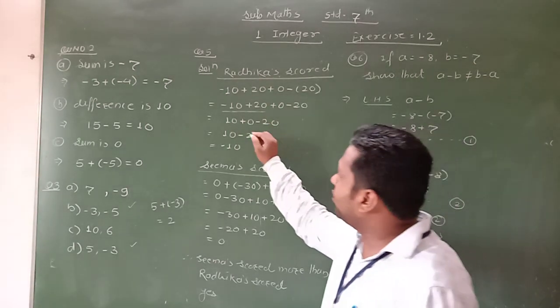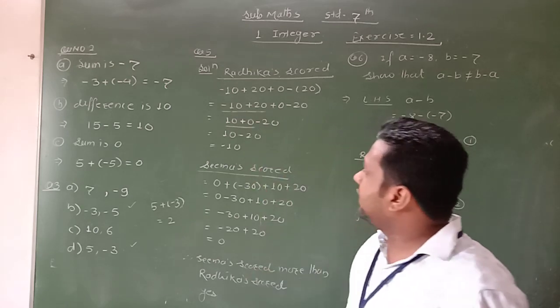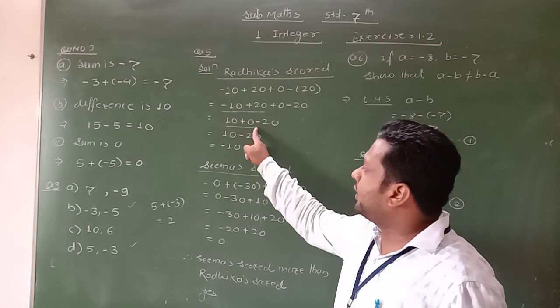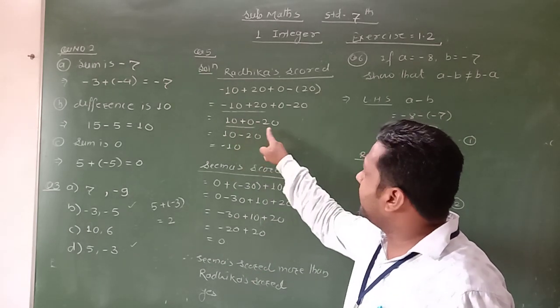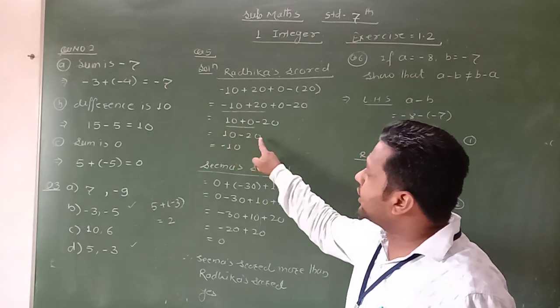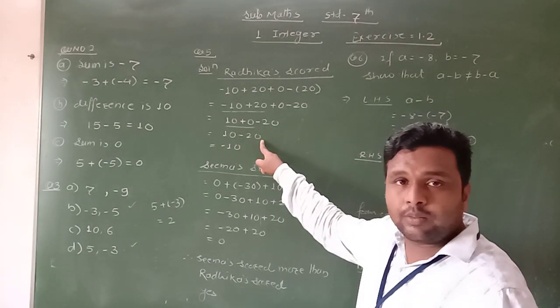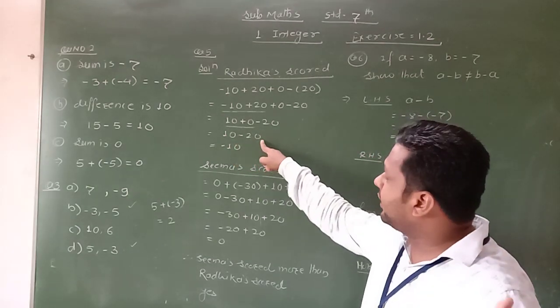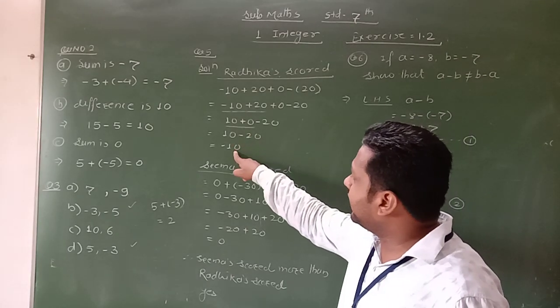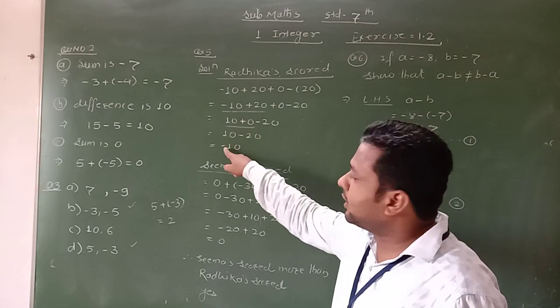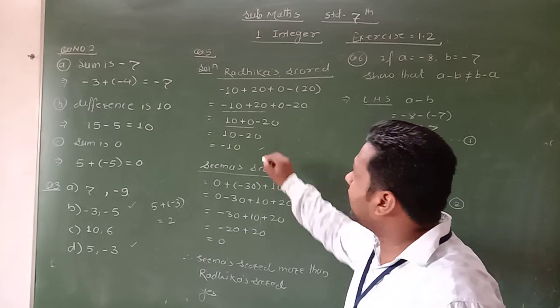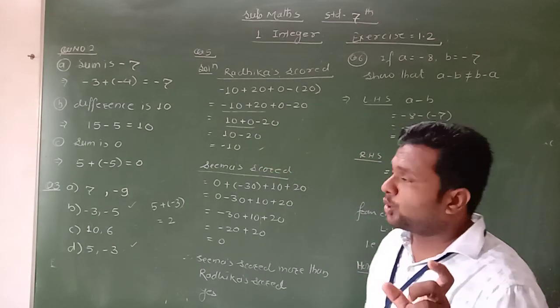In the next step we see the next two numbers. Then 10 plus 0, here we get what? 10. Then what is remaining? -20. Now 10 minus 20, again one positive, one negative number there. According to the rule, here we do the subtraction and the answer is 10, and the sign of the greater number, that is -10. Here we get -10. That is Radhika's score.